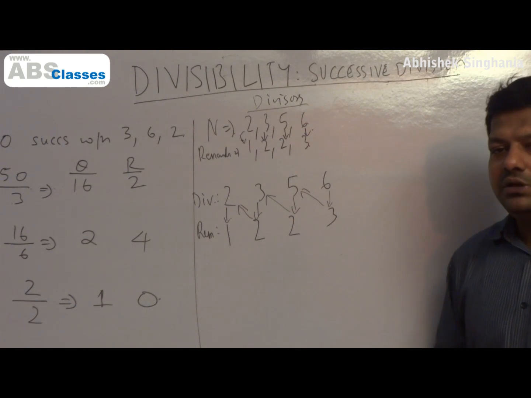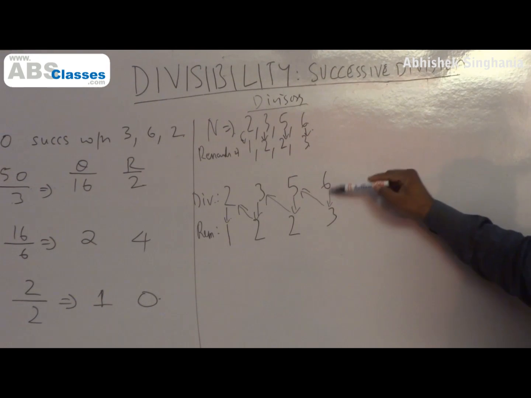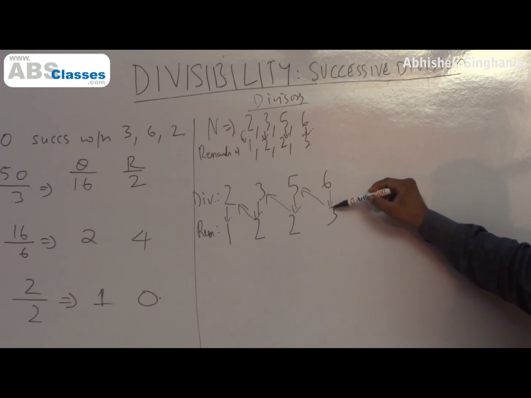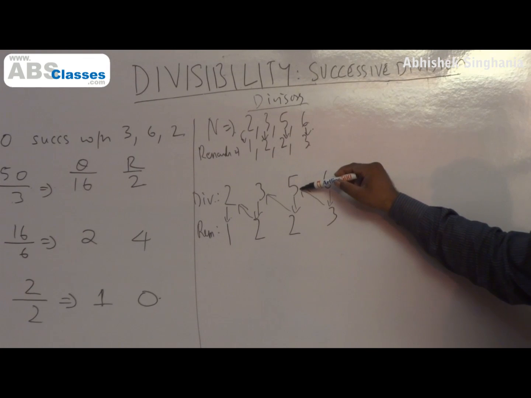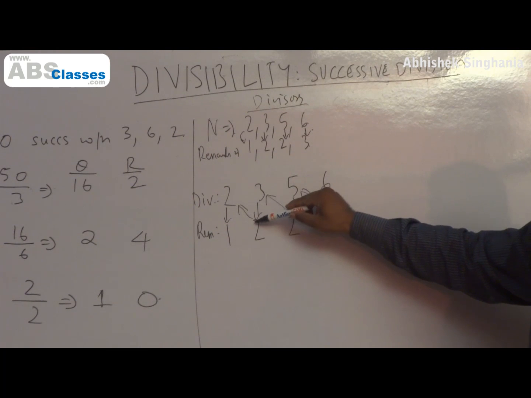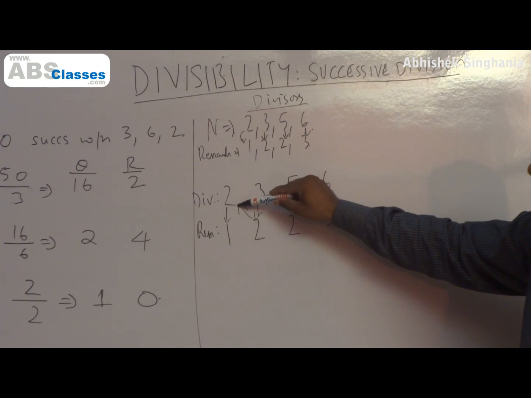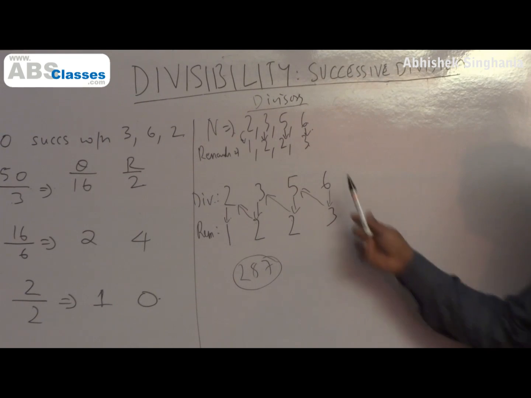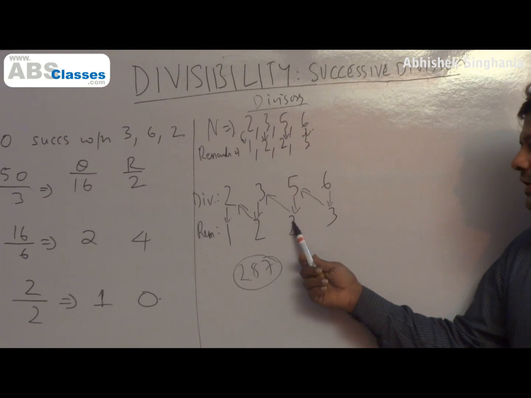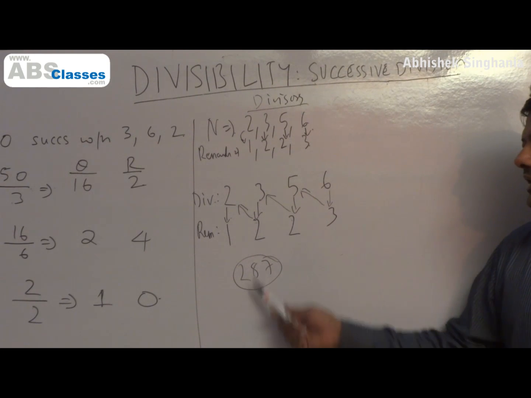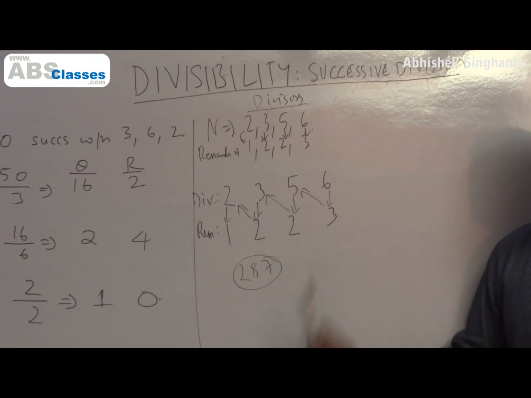Now how can I estimate my original number? This is how I put my arrows. Remember, the downward pointing arrow indicates addition and the upward pointing arrow indicates multiplication. So it goes like this: 6 plus 3, 9. 9 into 5, 45. 45 plus 2, 47. 47 into 3, 141. 141 plus 2, 143. 143 into 2, 286. Plus 1, 287. Let's check again. 9 into 5, 45. 45 plus 2, 47. 141, 143, 286, 287. So 287, if you divide successively by 2, 3, 5 and 6, these are the remainders you will get.